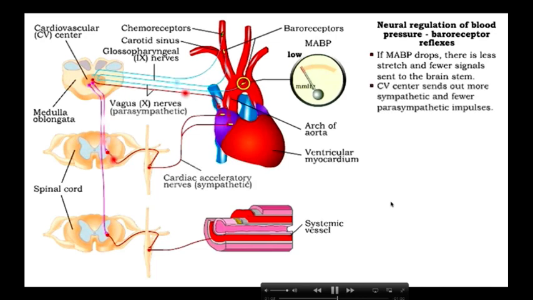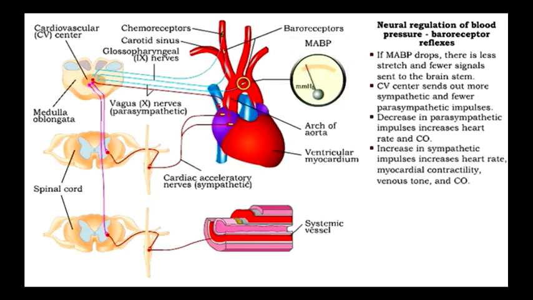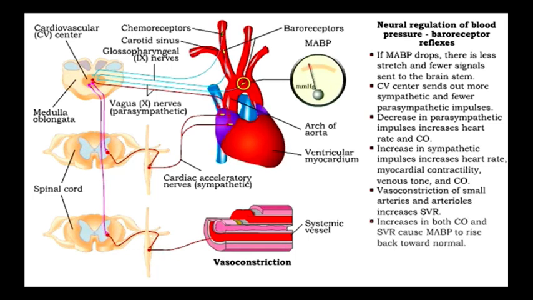The cardiovascular center sends out more sympathetic and fewer parasympathetic impulses. This causes heart rate, myocardial contractility, venous tone, and cardiac output to all increase. Vasoconstriction of small arteries and arterioles causes systemic vascular resistance to increase. These responses cause blood pressure to rise toward normal.